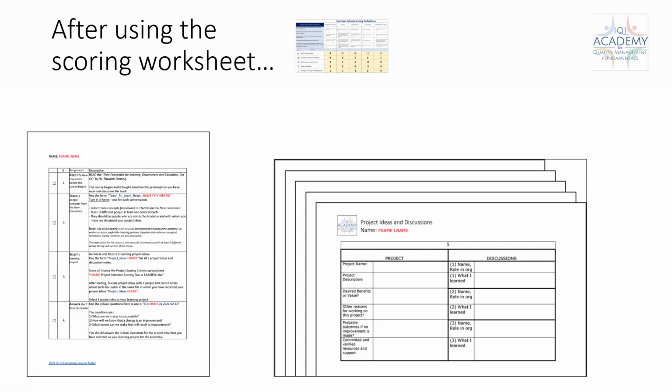With at least 3 other people, discuss your project ideas, your selection process, and the project selection score sheet. Record what you learned from each of those conversations, documenting the name of the people with whom you talked and what you learned by talking with them.